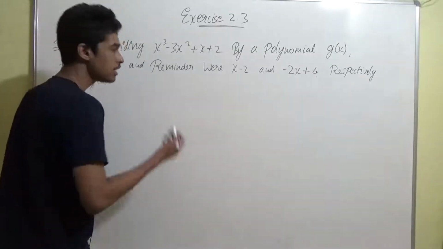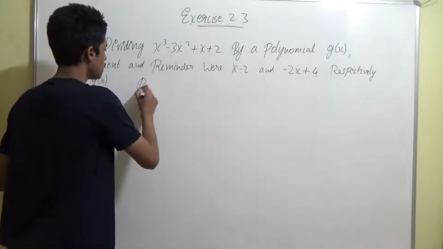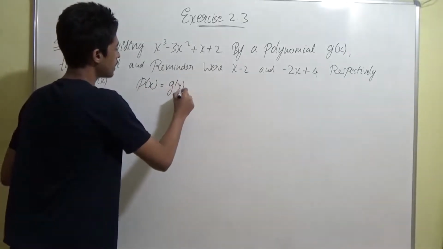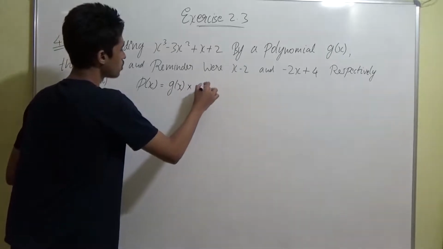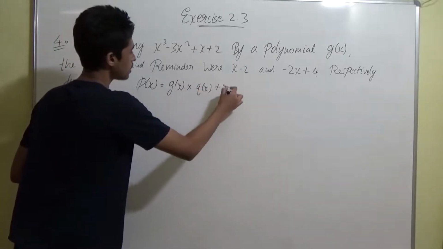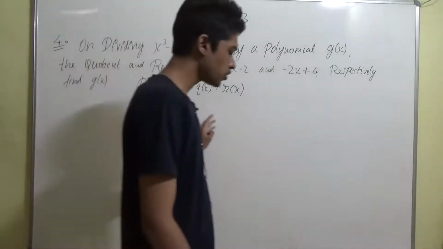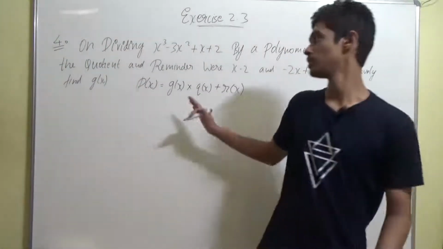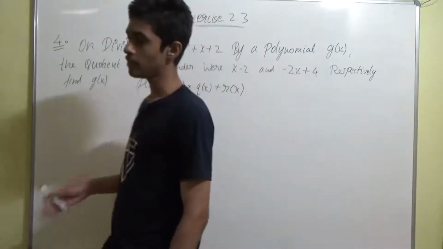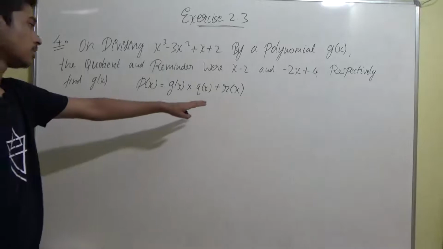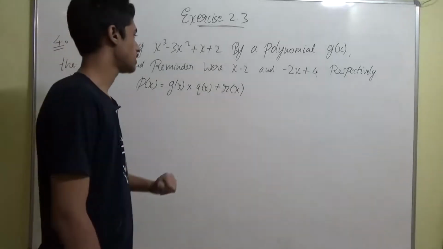Before going further, let's note down the formula, guys. P of x equal to g of x into q of x plus r of x. That is dividend equal to divisor into quotient plus remainder. That's the formula, guys. P of x is the dividend, g of x is the divisor, r of x is the remainder, and q of x is the quotient.